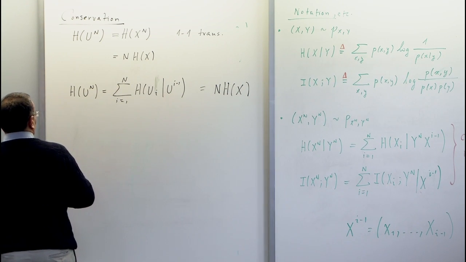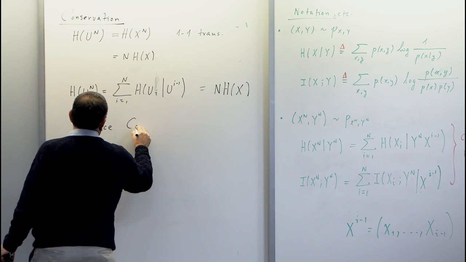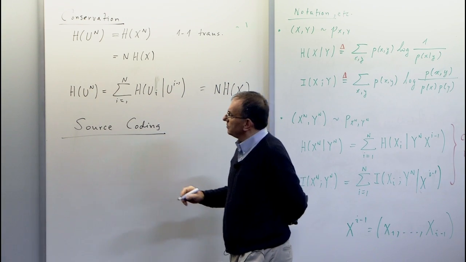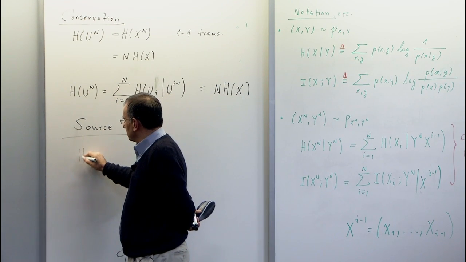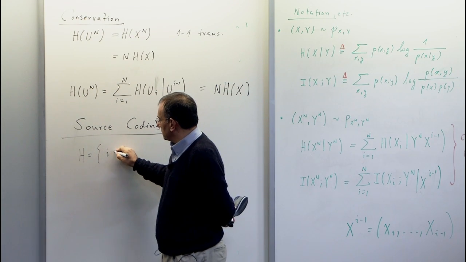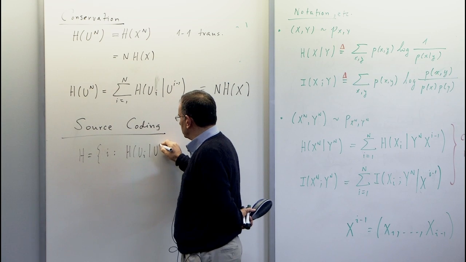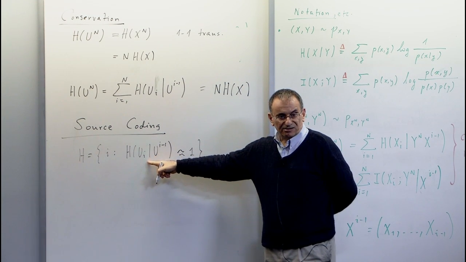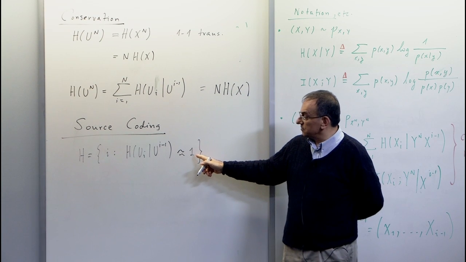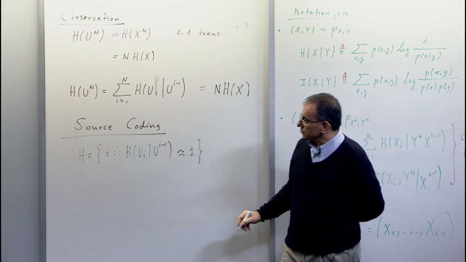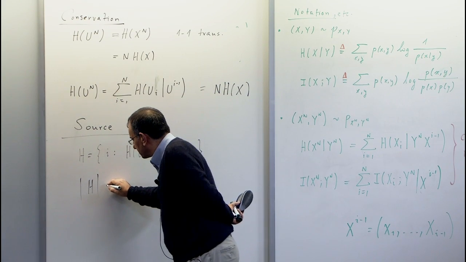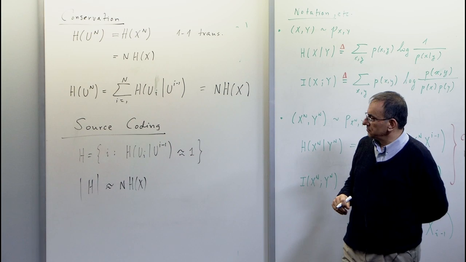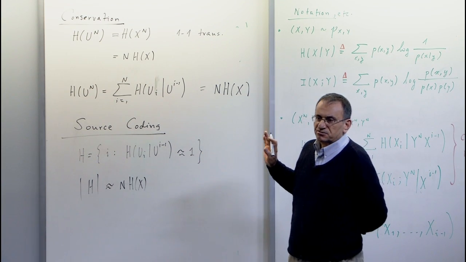So how can we use this for source coding? Application to source coding. Suppose I have computed those coordinates. Let's call this set H. These are the coordinates i such that the entropy is large. Let's be a little imprecise: these are the high entropy coordinates, where the conditional entropy is approximately equal to 1. So what we know is that the number of such elements is approximately equal to n times the entropy of the original source. This is a summary of everything that I have said.